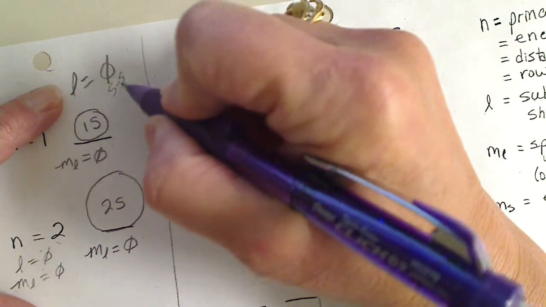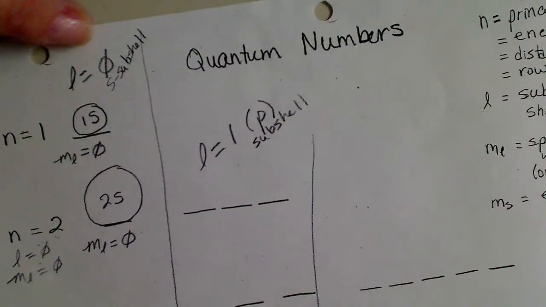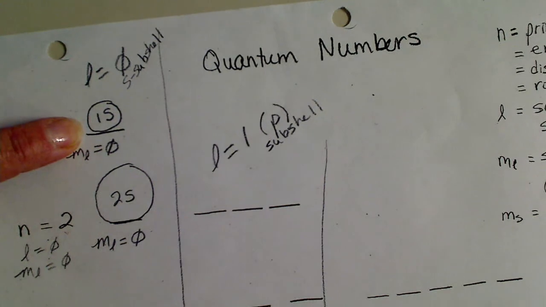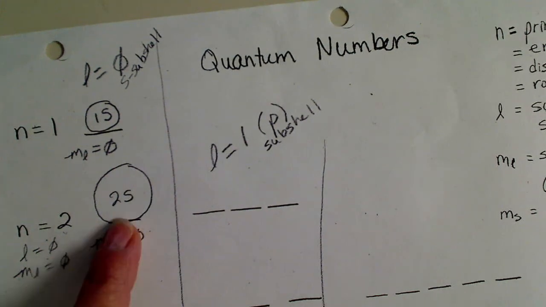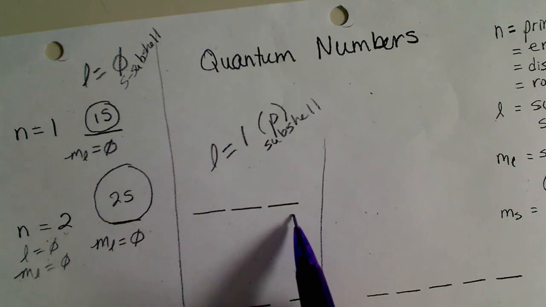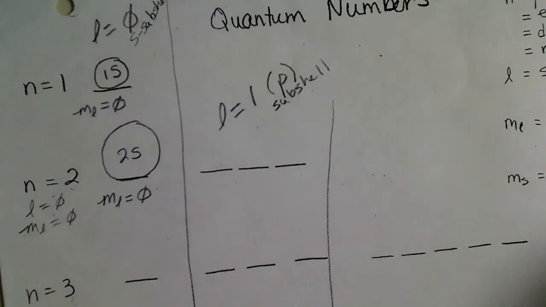And I didn't write that over here. This means an s subshell, but we rarely say s subshell because the s subshell only has one orbital in it. So we generally just say the 1s orbital or 2s orbital instead of calling it a subshell. So here, all three of these orbitals are contained within the p subshell.